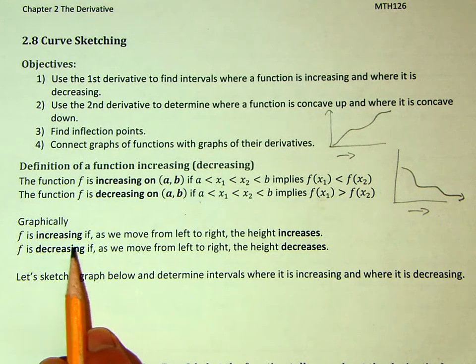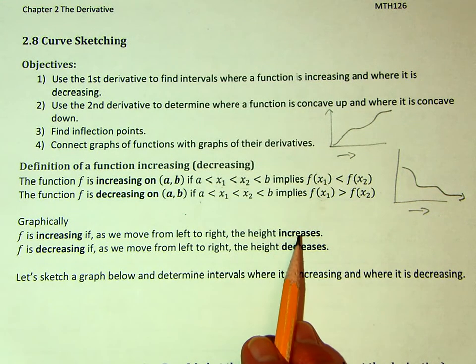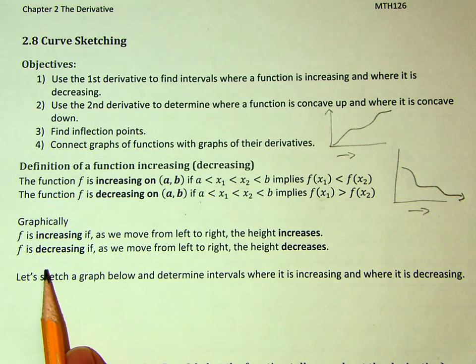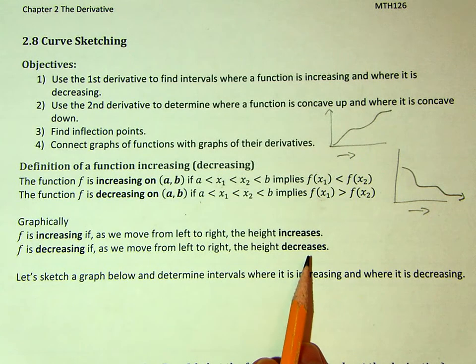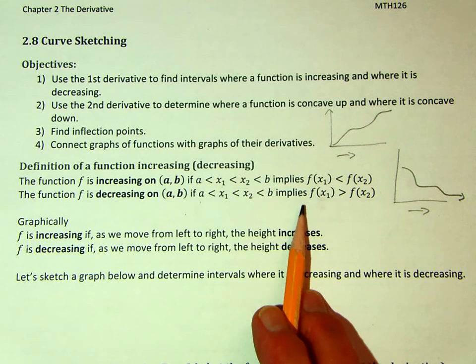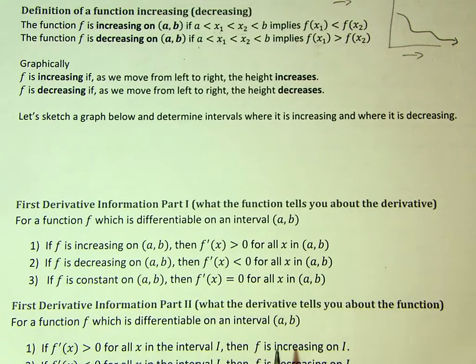Graphically, a function is increasing if, as we move from left to right, the height increases. The function is decreasing if, as we move from left to right, the height decreases. I think that was made clear when I made these little sketches up here. Let's look at some examples.